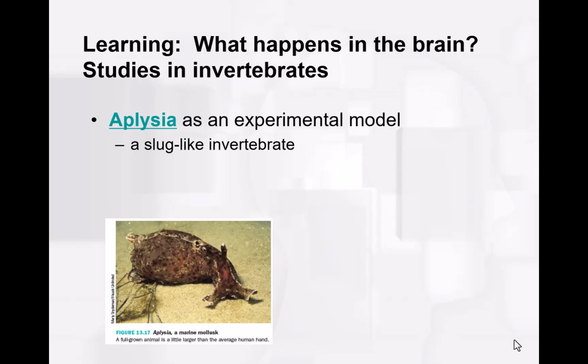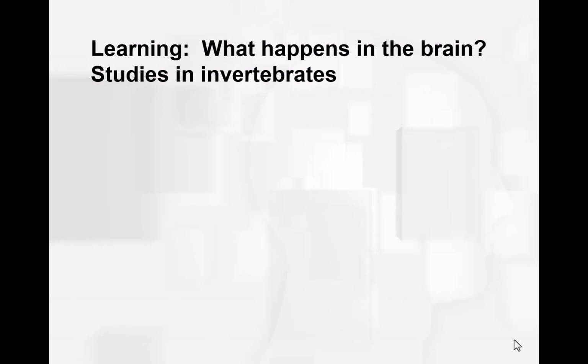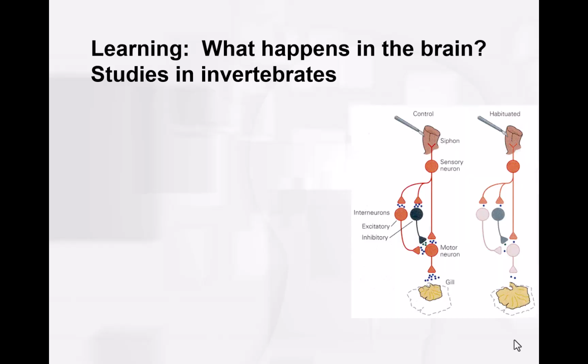But they were studied because they have very large neurons. The type of learning that's studied in them is called non-associative learning. It's non-associative because the animal is learning something, but they're not making an association between two different stimuli like we saw in classical and operant conditioning. The types of learning that are studied in an aplysia are habituation and sensitization.